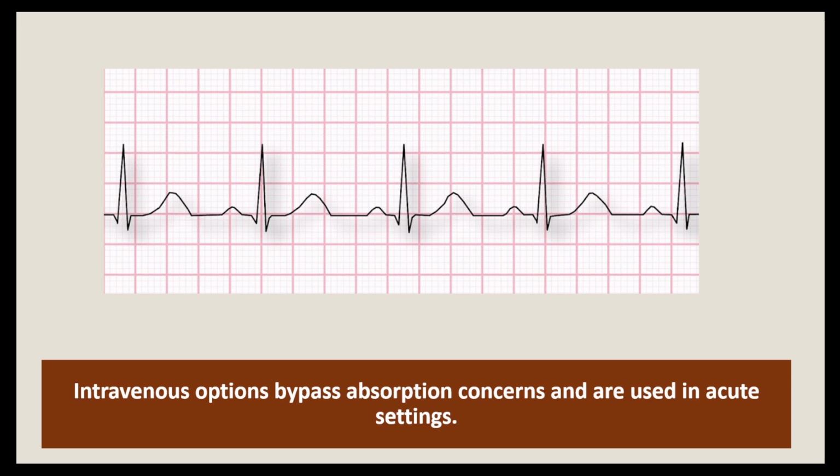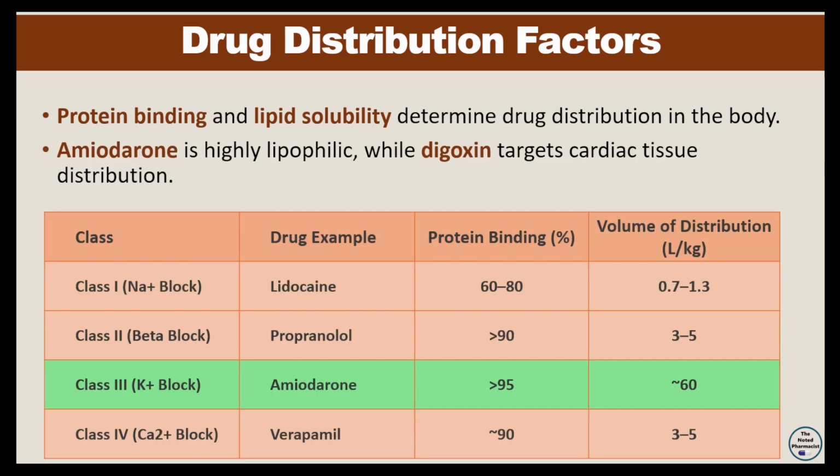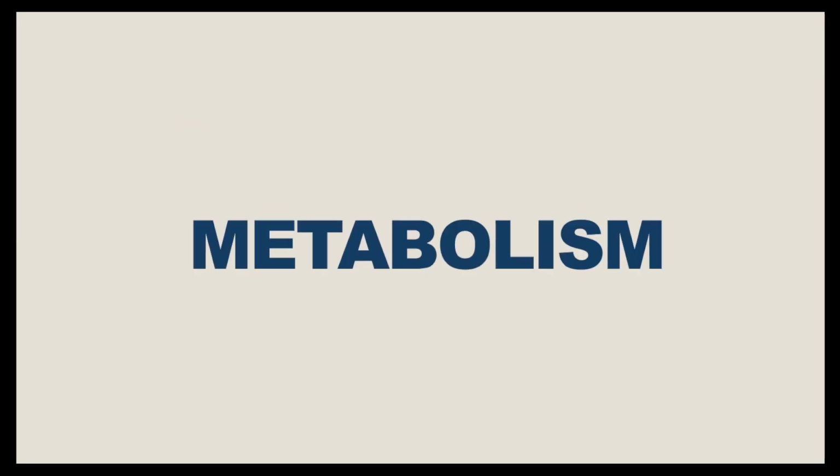Distribution. The distribution of antiarrhythmic agents is influenced by protein binding and lipid solubility. Amiodarone, for instance, is highly lipophilic, resulting in extensive tissue distribution and a large volume of distribution, approximately 60 liters per kg. Conversely, digoxin exhibits lower lipid solubility and preferentially distributes in cardiac tissue, with a volume of distribution of 7.3 liters per kg.